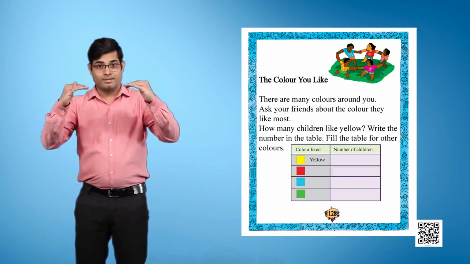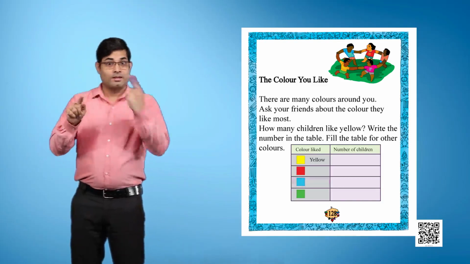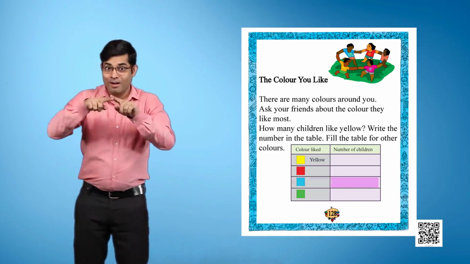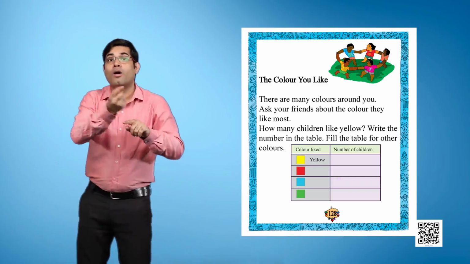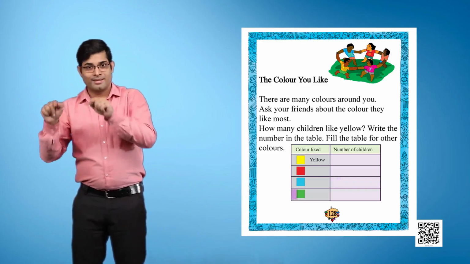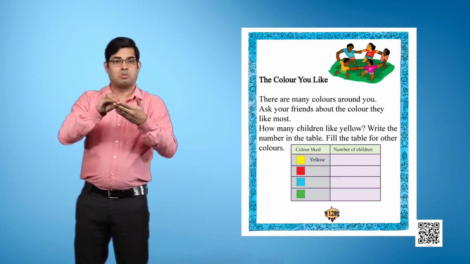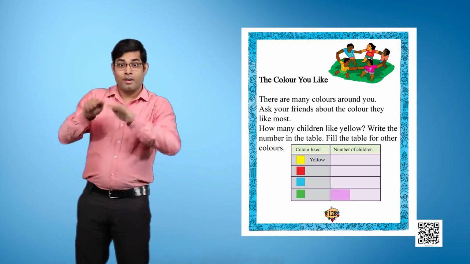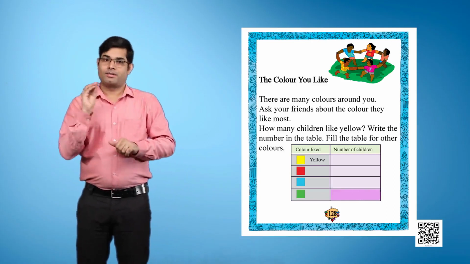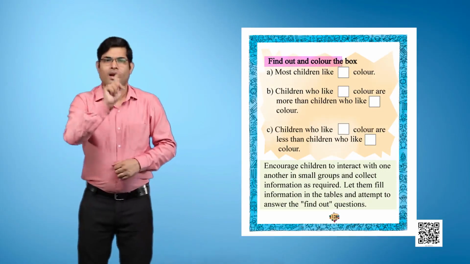Row 3. Column 1 has picture of blue square box, and column 2 has space for writing the number of children liking blue color. Row 4. Column 1 has picture of green square box, and column 2 has space for writing the number of children liking green color. Question. Find out and color the box.